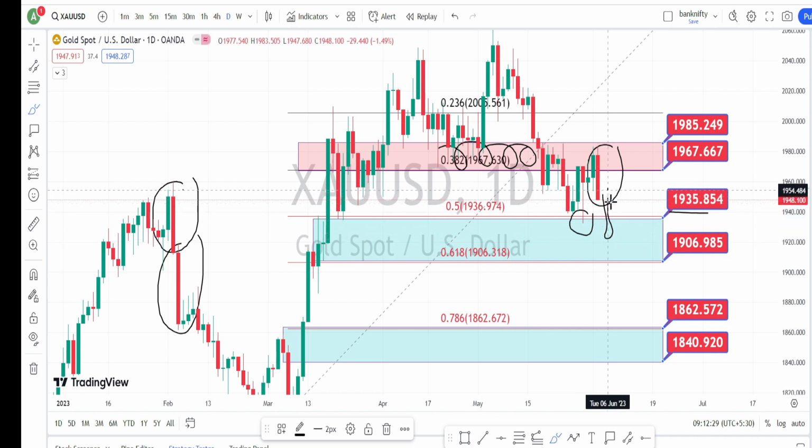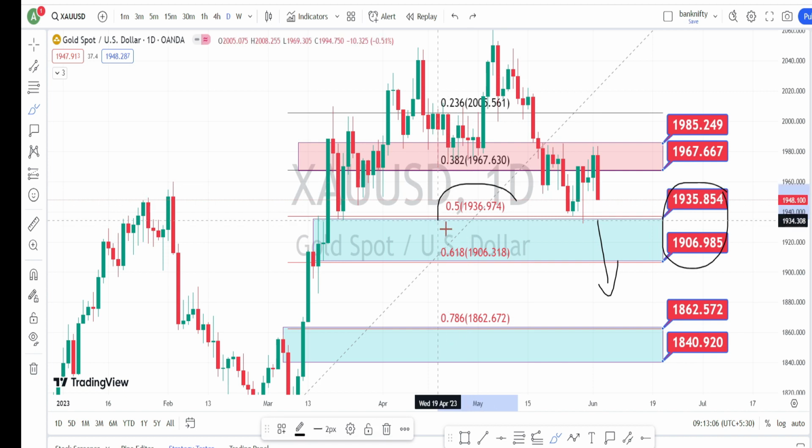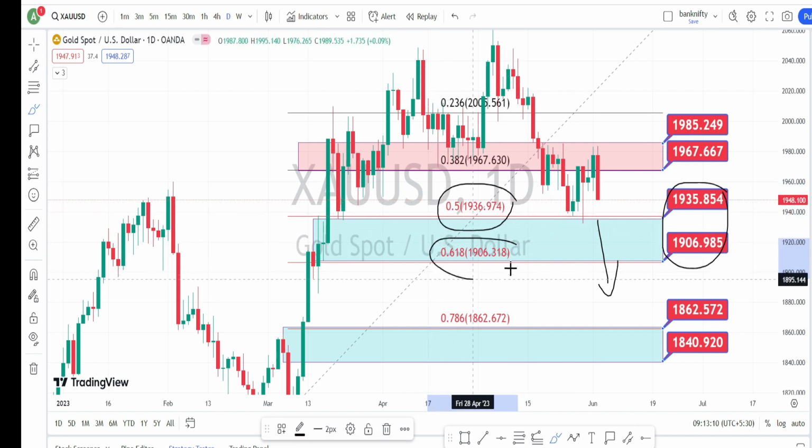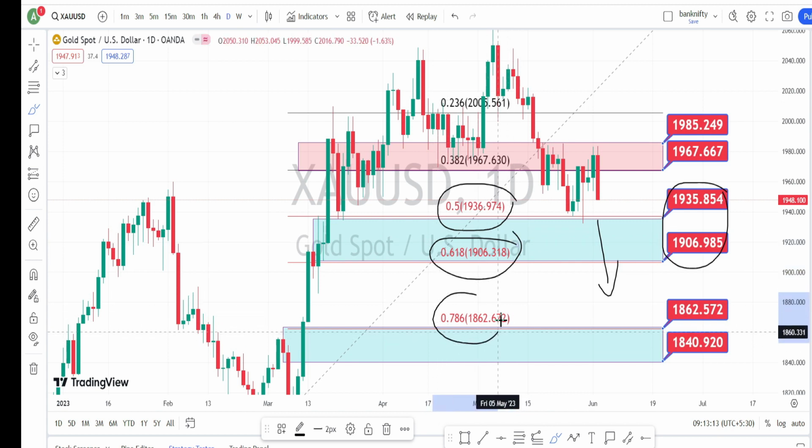So on Monday we can expect the bearish trend to continue in gold US dollar currency pairs. So below this 50% of the Fibonacci retracement level, we have the 61% and 78% of the Fibonacci's retracement levels, which are all very strong support zone according to the Fibonacci's level.